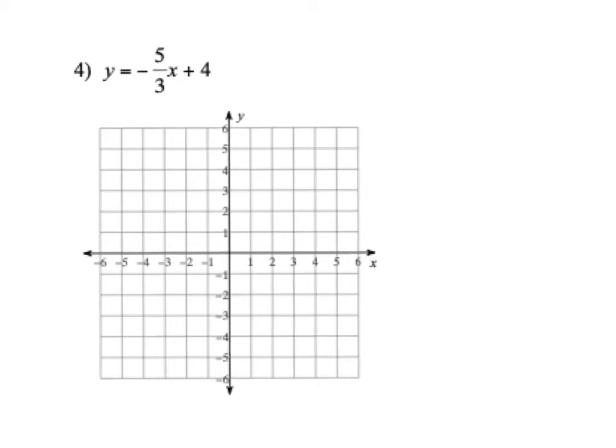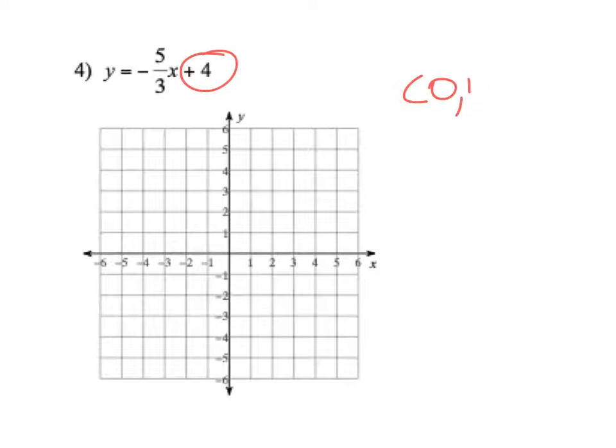Okay, number 4. So our b is 0, 4. That's a plus 4, so that means we begin at a positive 4. Our slope is negative 5 over 3. That's our m, which is the number in front of x. So we're going to go down 5, right 3 from where we began. That's how we move. So 0, 4 is right here. And then we're going to go down 5, right 3.